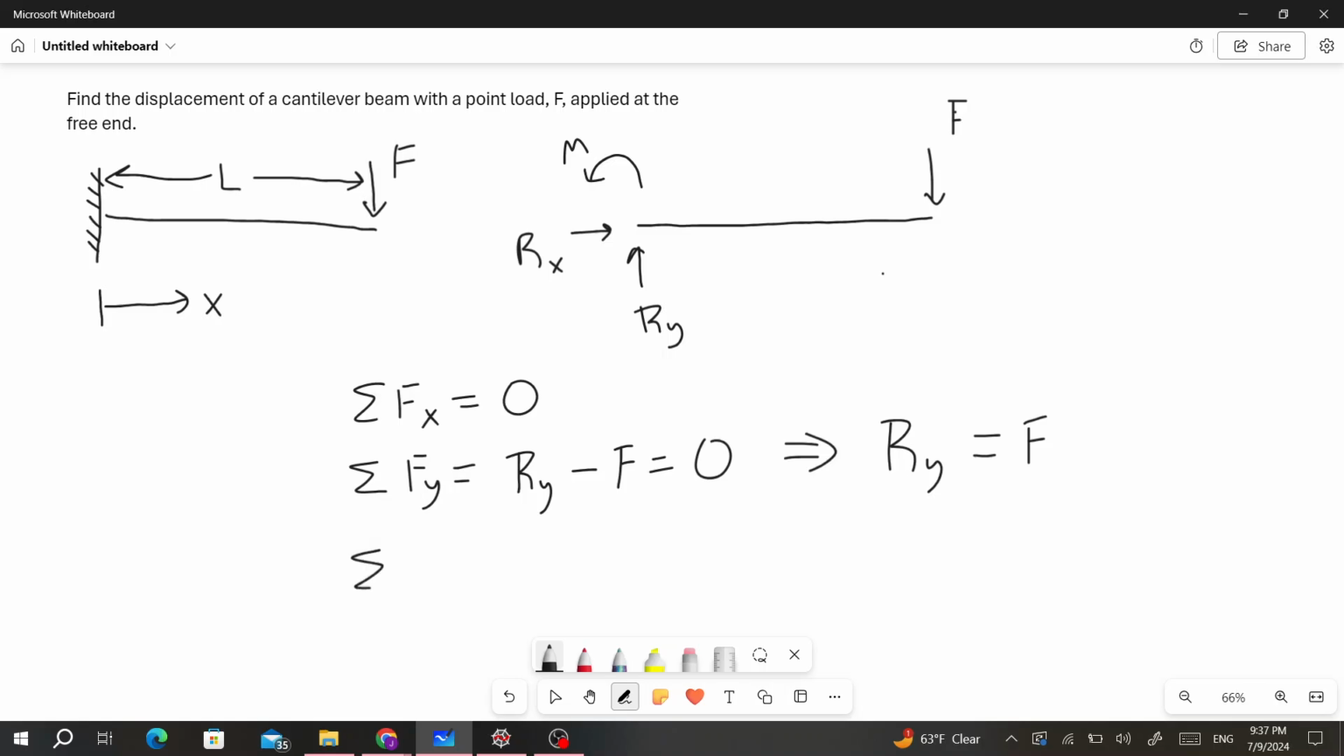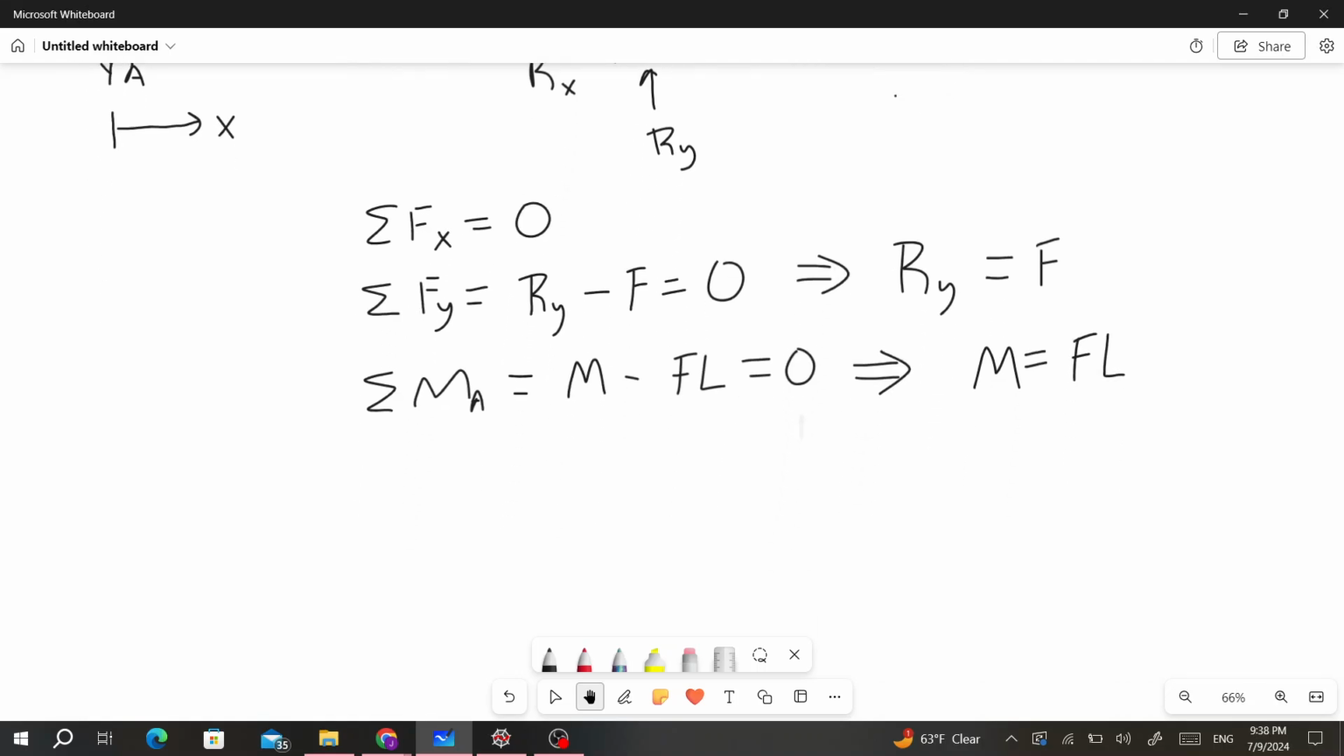And we'll sum our moments, and we'll do that about this point. Let's call this point A here against the wall. So we sum our moments about point A, and we have M minus F times L equal to 0. So we have that M is equal to F times L. And so this is enough information here to where we can go ahead and make a shear and moment diagram.